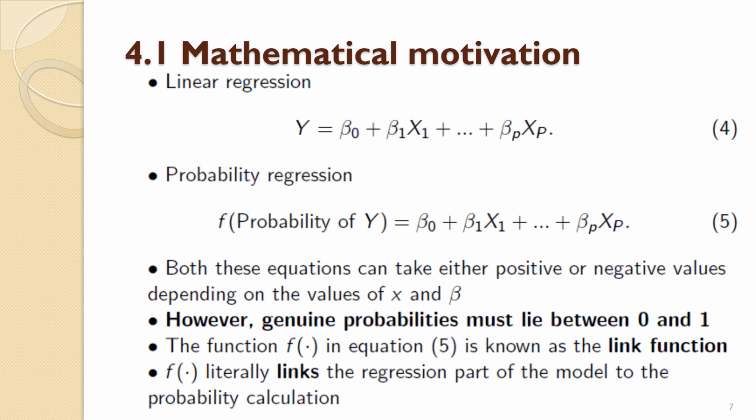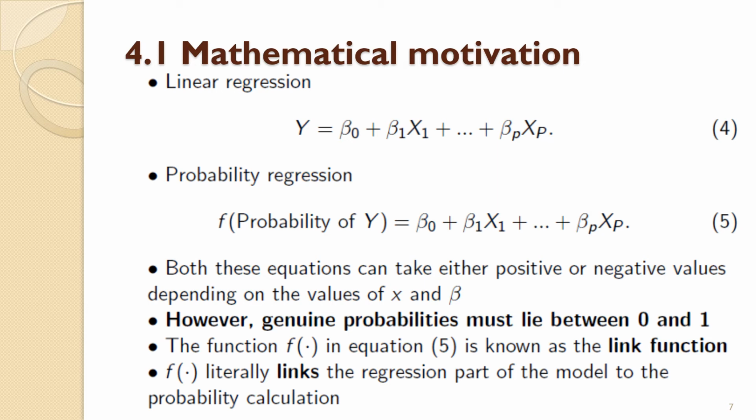We haven't lost any common sense or mathematical ability since high school, and the main thing here is that sensible probabilities must lie between 0 and 1. Now this function in equation 5 here is known as a link function. It's deliberately named, although it is a technical statistical term, because what it is doing is literally linking the regression part of the model to the probability calculation.